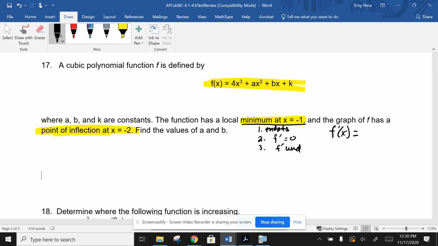So take the derivative of that equation: 12x squared plus 2ax, and then the derivative of bx, the b just drops down because it's a constant. You're told it's a constant. And then the derivative of x would be a 1. So all we really get is plus b.